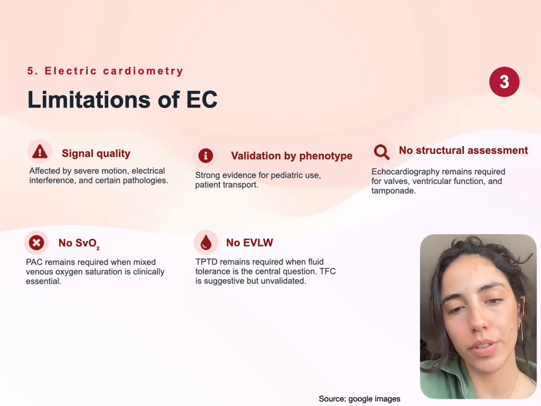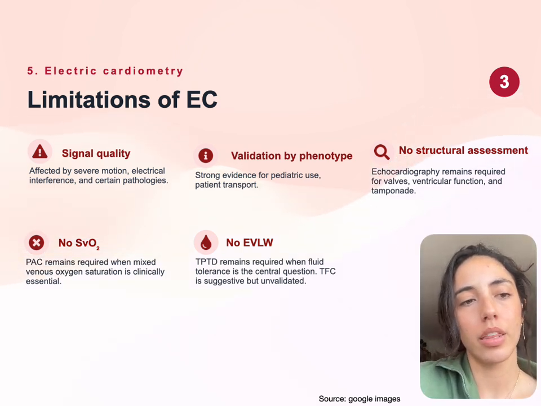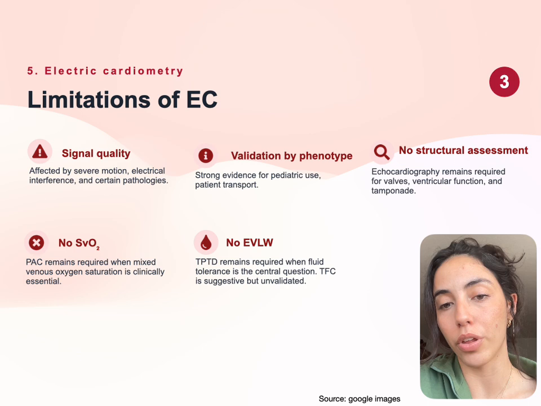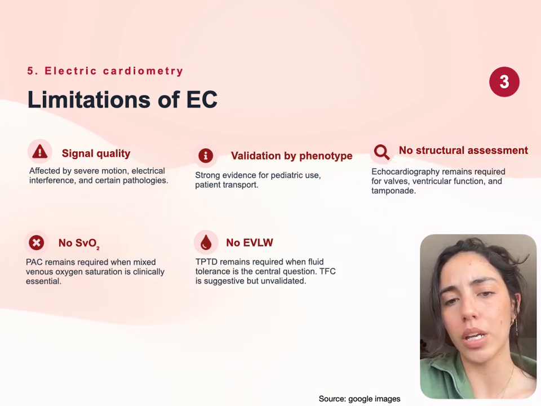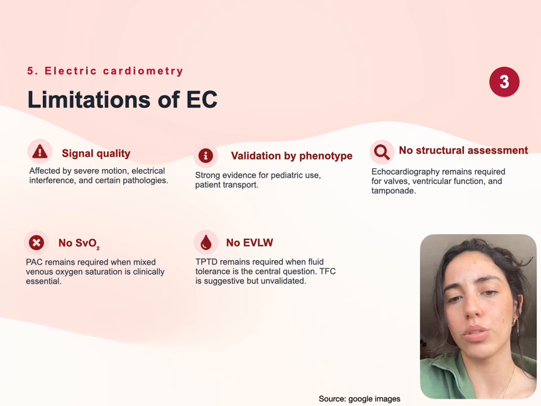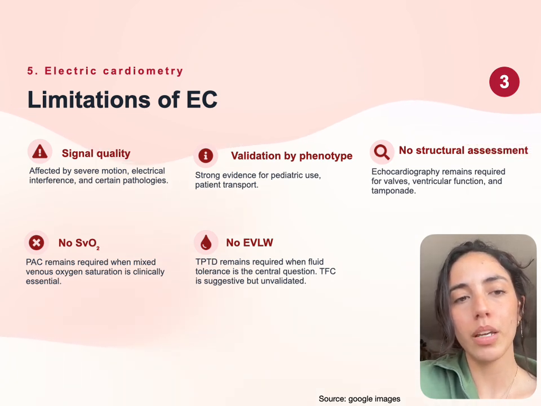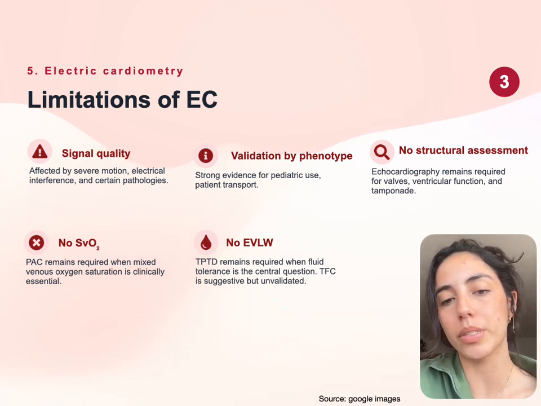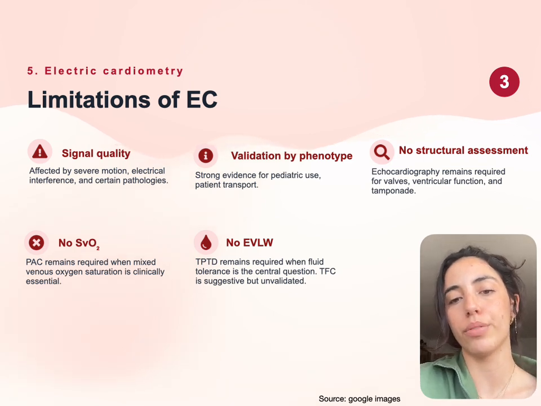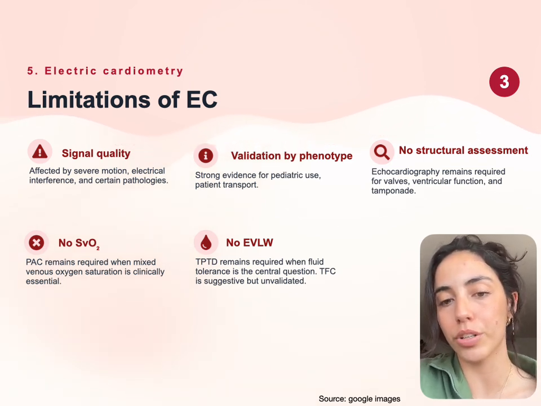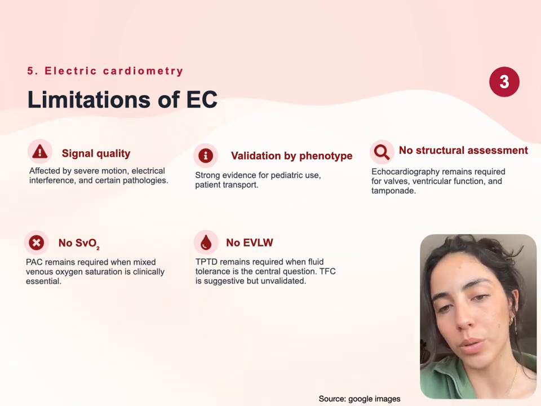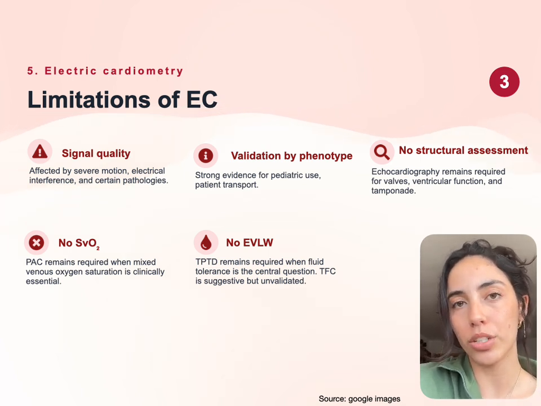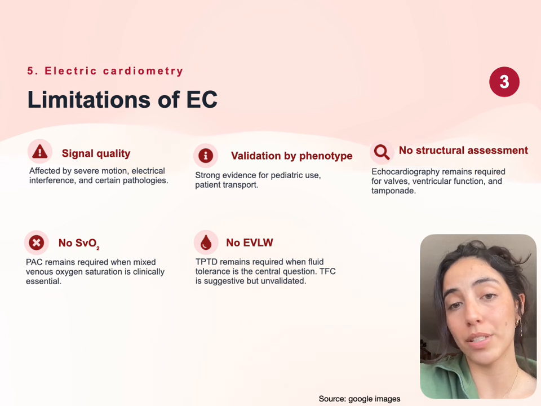In terms of the limitations of electrocardiometry, as we were previously discussing, the signal quality can be severely affected by motion or any electrical interference, as well as certain pathologies, specifically those that are associated with arrhythmias or any sort of electrical change within the heart. It's important to take into account that electrocardiometry has been validated in pediatric patients as well as patient transport. And in the case of shock, it's suggested that it's very helpful by certain physicians. However, it needs to be validated by phenotype. Not every single phenotype is going to be adequately measured with electrocardiometry. Therefore, you have to make sure that it's tailored to specific patients.